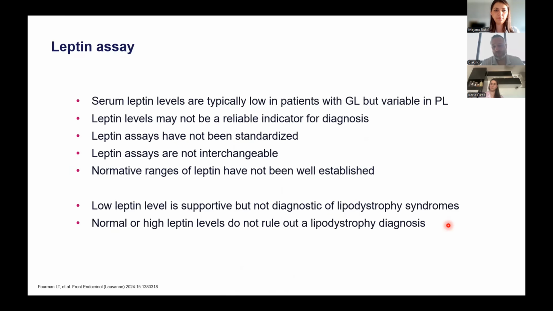So for most populations, we don't know what is normal because leptin levels change over time by gender, by ethnicity, different things. So that's why if you have a low leptin, especially for generalized lipodystrophy, they usually have low leptin, very low. This is really helpful. This is really supportive. But if you have a normal leptin, this is not going to rule out your diagnosis. So in short, leptin levels are helpful, but they are not diagnostic. They cannot be the only test for you.